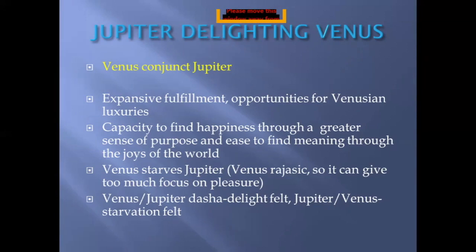Now when Venus starves Jupiter, okay, so let's remember that Jupiter delights Venus, but Venus starves Jupiter at the same time. Venus is Rajasic, so it can give too much focus on pleasures. This can be the danger of having Jupiter and Venus together.